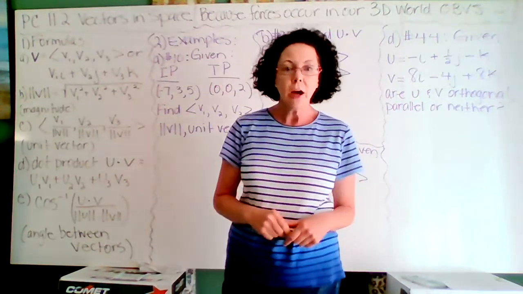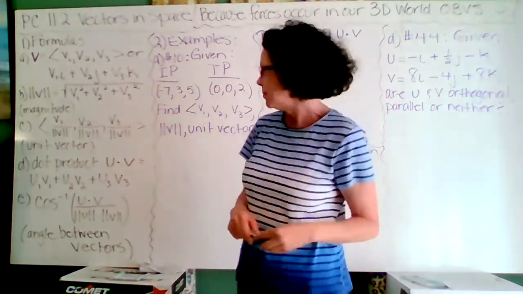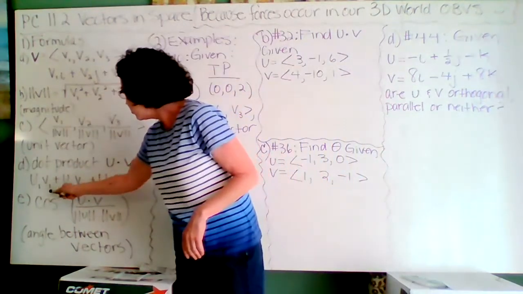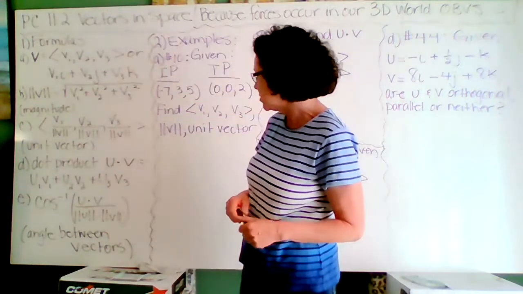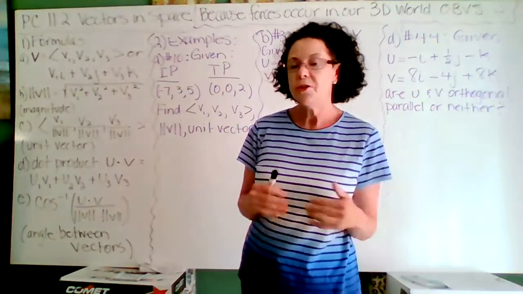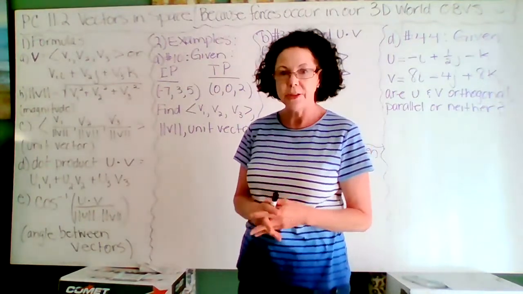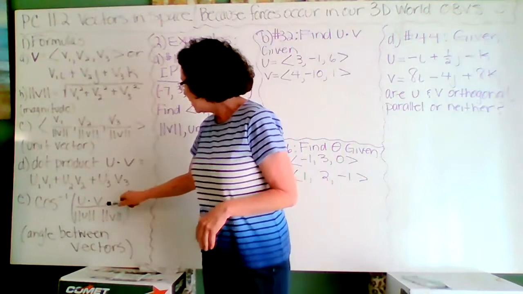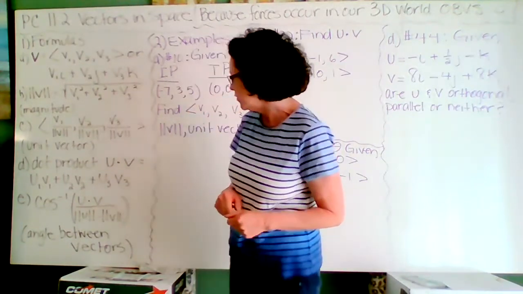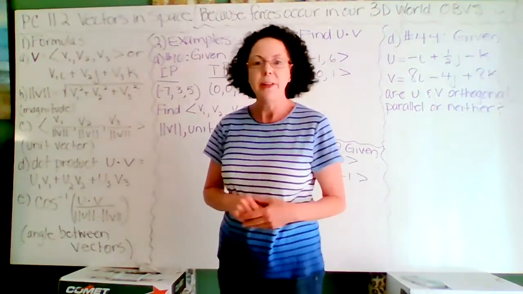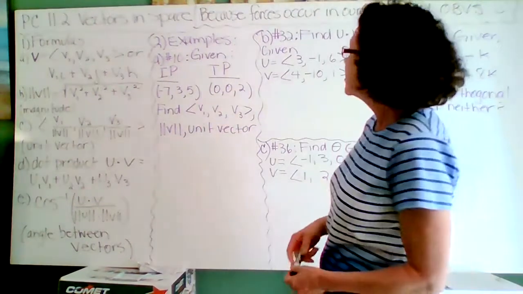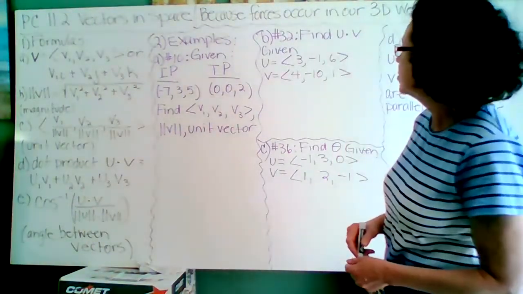The dot product of 2 vectors in 3 dimensions, u and v, would be u1 times v1 plus u2 times v2 plus u3 times v3. To find the angle between those 2 vectors in 3 space would be the inverse cosine of u dot v divided by the magnitude of u times the magnitude of v. This would be the angle between the vectors in degrees. We usually give it that way. So let's use our formulas and do some examples.